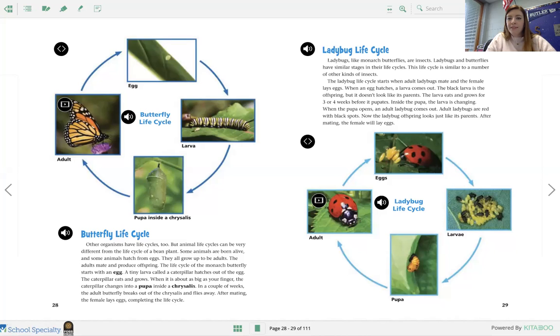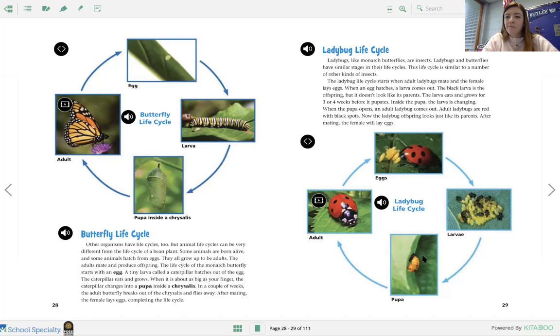The ladybug life cycle starts when adult ladybugs mate and the female lays eggs. When an egg hatches, a larva comes out. The black larva is the offspring, but it doesn't look like its parents. The larva eats and grows for 3 or 4 weeks before it pupates.